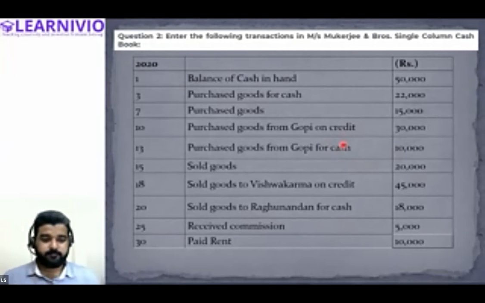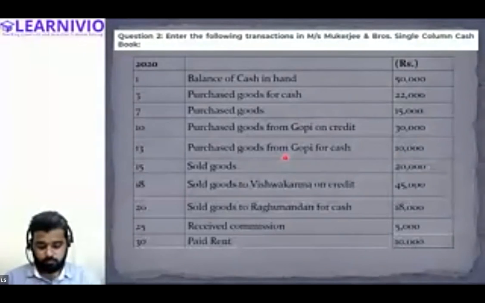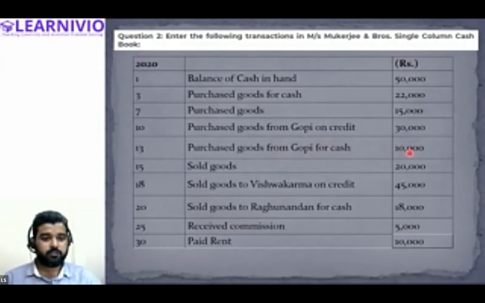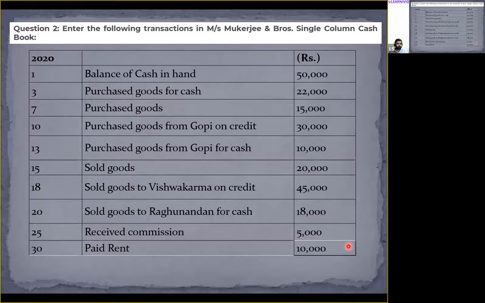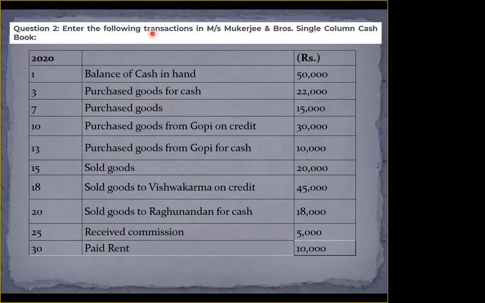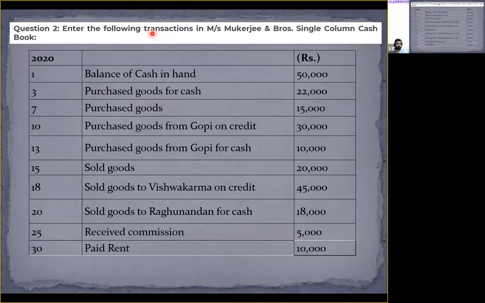Sir, yes, the 13th one is 20,000, right? The 13th one is 10,000. There is a blur, so I... Achha, okay, no problem. So this is 10,000. Let me share the screen with you. Just a minute. Now it will be clear, I think. Yes, sir, it is clear.